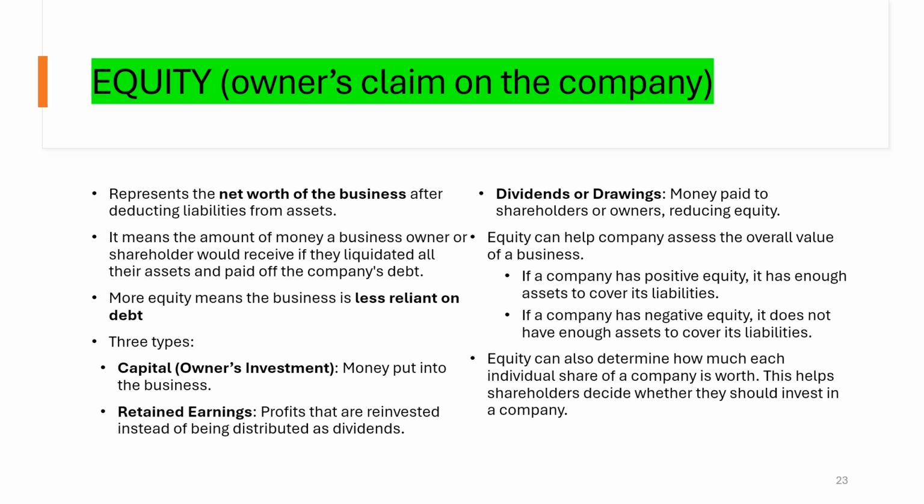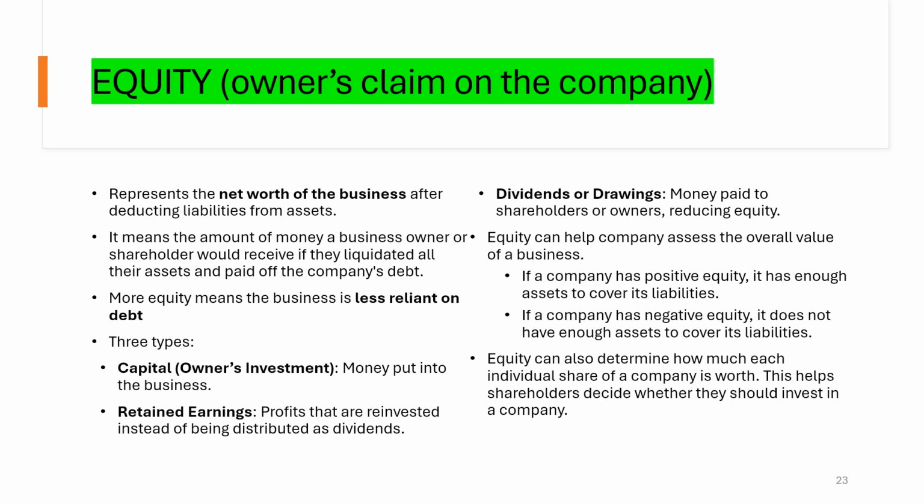There are mainly three types of equity: capital, which is the owner's investment, basically money put into the business; retained earnings, which are profit generated from the business that is reinvested instead of being distributed as dividends. Thirdly, dividends or drawings, which are money paid to shareholders or owners, reducing equity. Equity can help a company assess the overall value of a business.